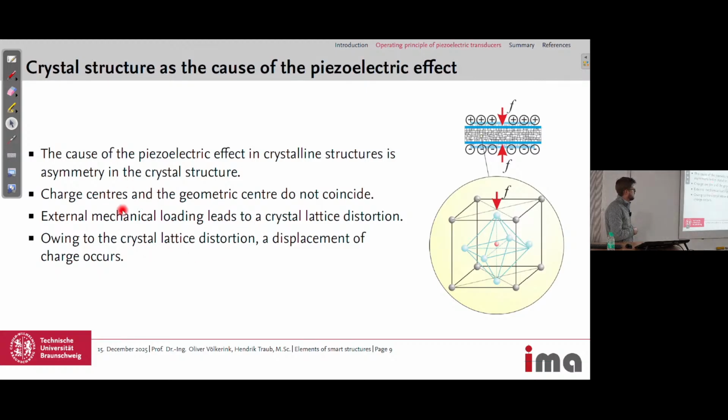Then an external mechanical loading leads to a distortion of this lattice, and therefore also the charge center moves, and this leads to a displacement of charge. We will have a deeper look in the next slides, but here we try to visualize this. Here you have the piezoceramic in the middle. You have a force deforming this piezoceramic, and then you have a positive and a negative charge at the sides of the crystal.